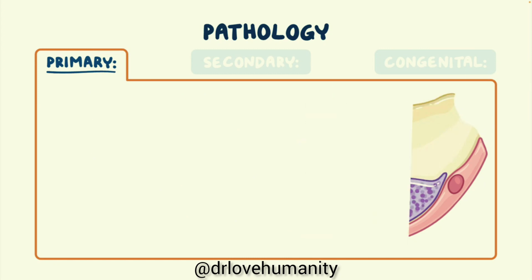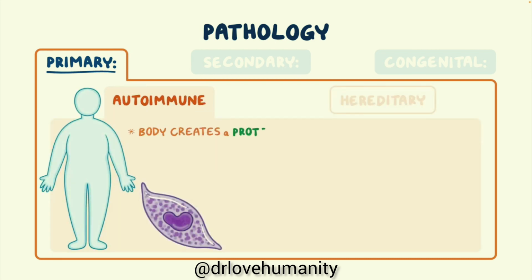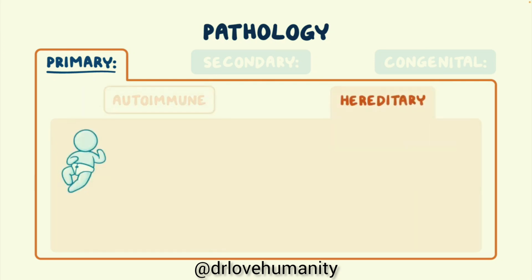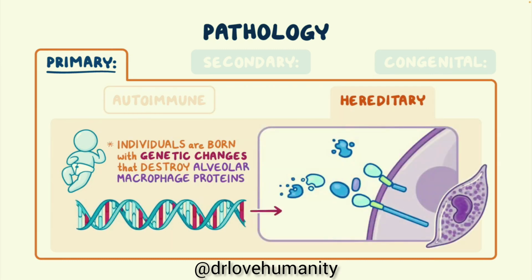Primary PAP can be characterized further as autoimmune or hereditary. In autoimmune PAP, the body creates a protein that attacks GM-CSF and blocks the stimulation of alveolar macrophages. In hereditary PAP, individuals are born with genetic changes that destroy alveolar macrophage proteins, preventing GM-CSF from stimulating the macrophages.